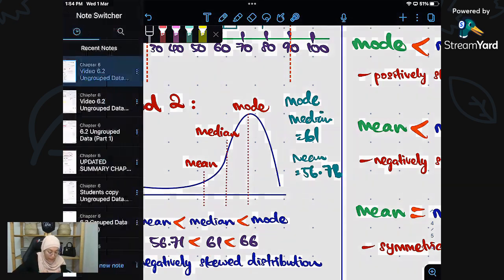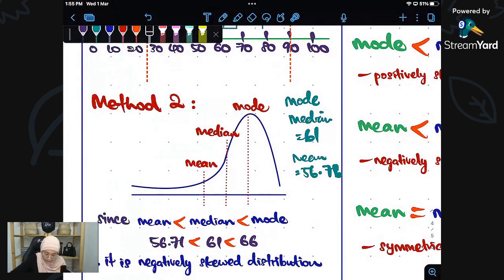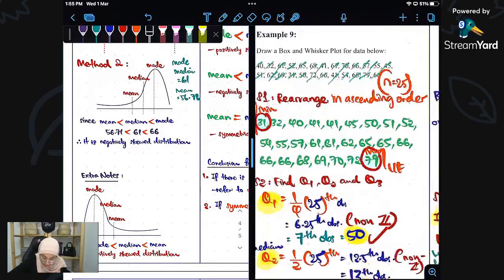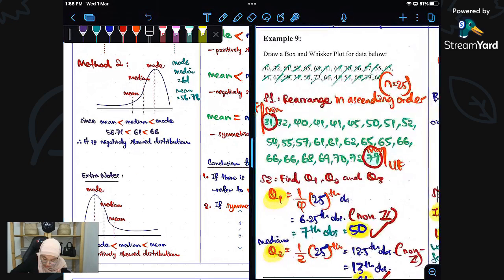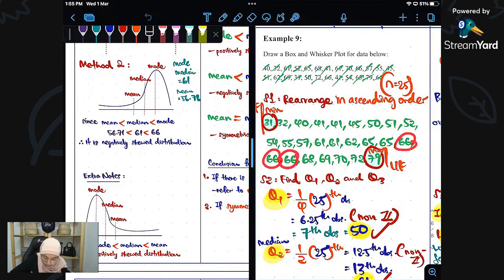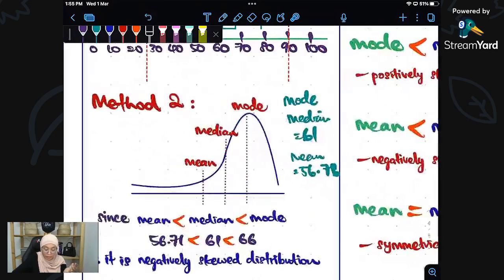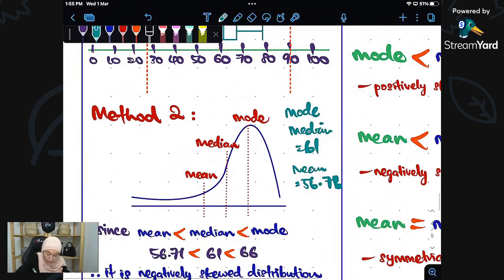Oh, from this data, I already rearrange it. You can see that 66 is the highest frequency there. Therefore, 66 is the mode. Okay, 66 is the mode.